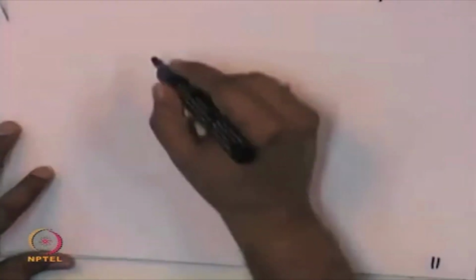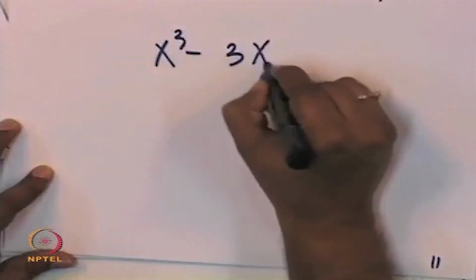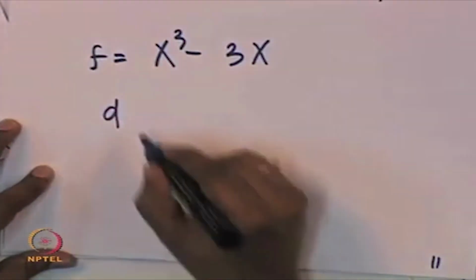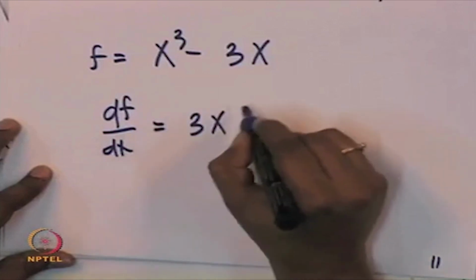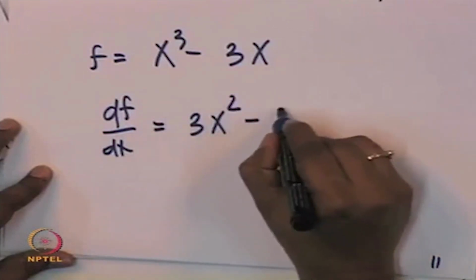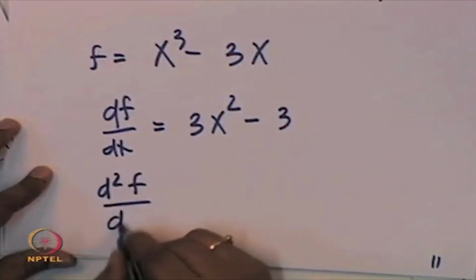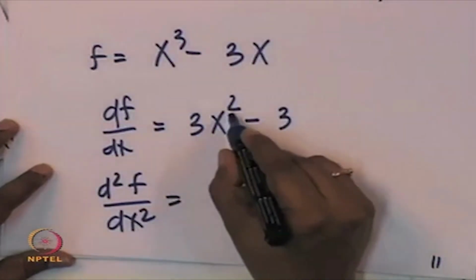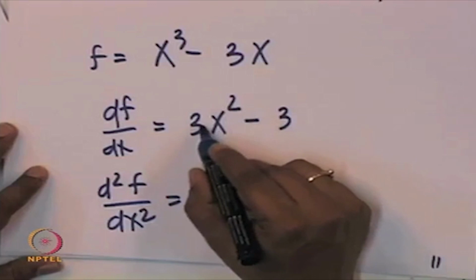So, let us have a look at it. We have a function x cube minus 3x, and we found that this is our f, and df by dx is 3x square minus 3. Now d square f by dx square is another derivative of this. What is the derivative of 3x square? X square has a derivative 2x. So, 2 into 3 is 6.